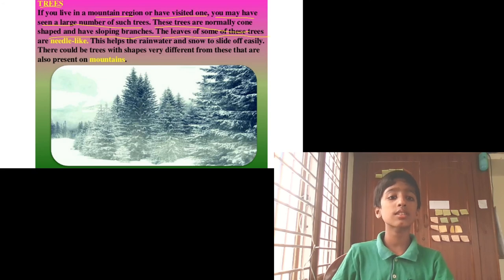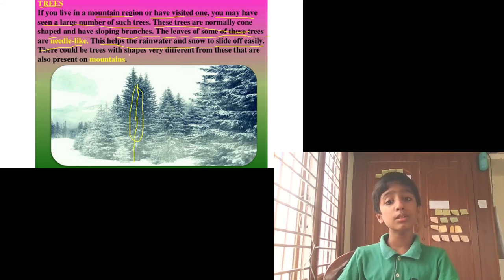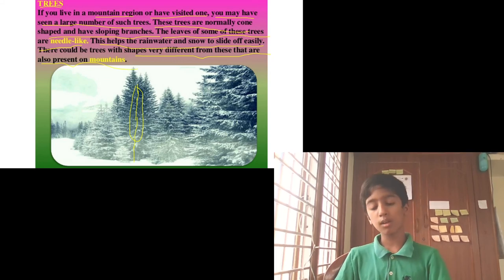The leaves of some trees are like needles. I told you, right? This helps the rainwater and snow slide off easily. They have a sloping surface, so when the snow or rainwater comes, it will slide down easily. There could also be trees with different shapes present in the mountain.